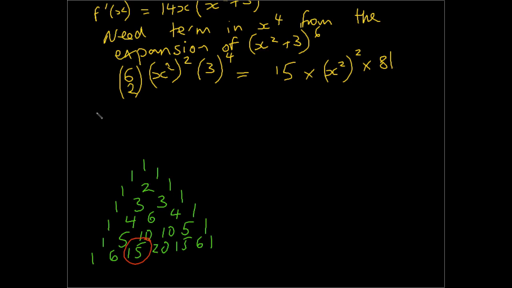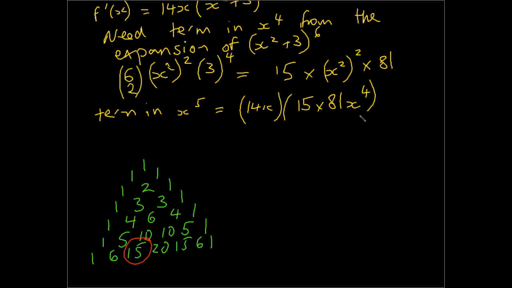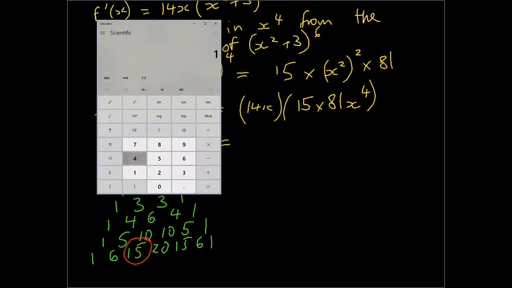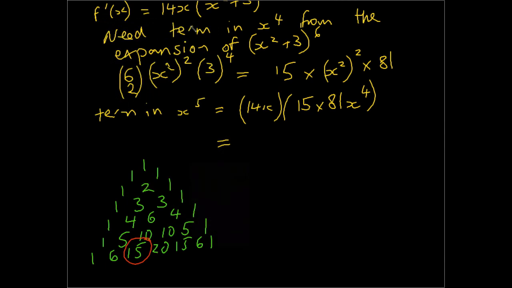So I'm therefore going to have for the term in x to the 5 the 14x and then multiplied by 15 times 81x to the 4. So that's going to give me, get my calculator out, 14 times 15 times 81 is 17,010 x to the power of 5. Okay, that concludes the question.